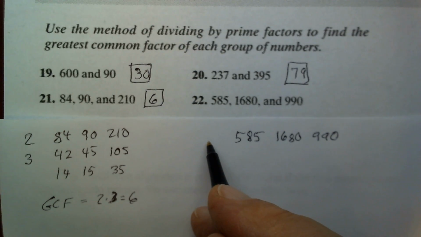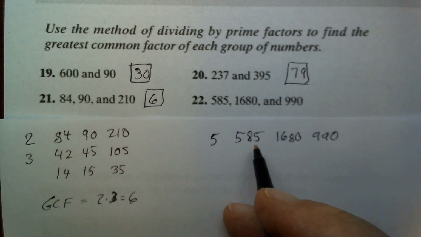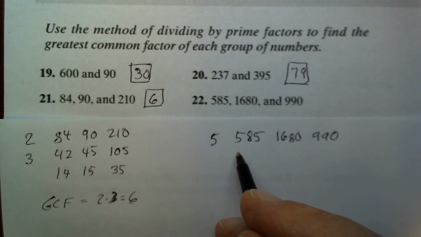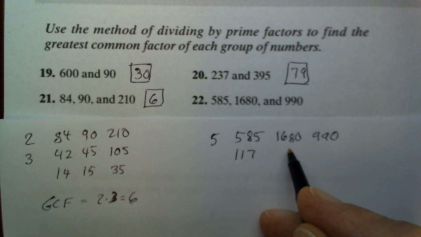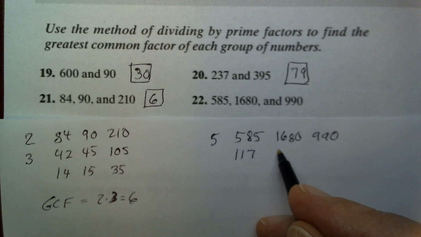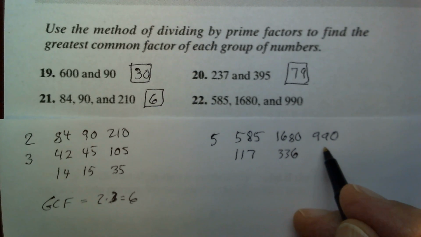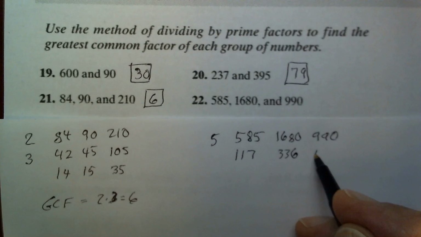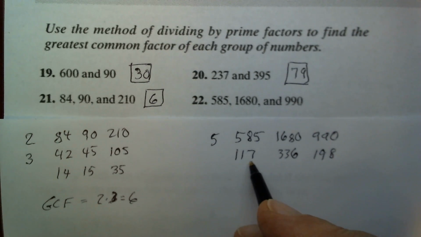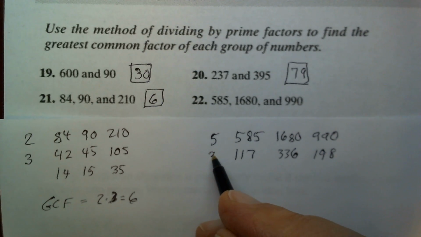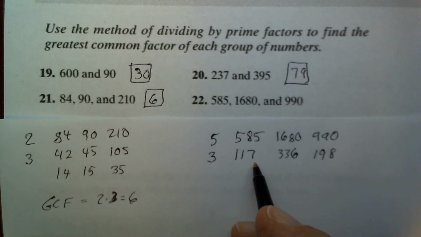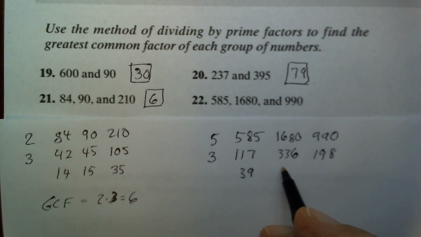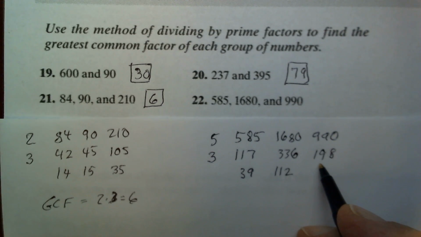Okay, so the greatest common prime factor would be 5. And when we divide 585 by 5, we get 117. And 1,680 divided by 5 is 336. And 990 divided by 5 is equal to 198. And we realize that each number can be divided by 3, so 3 would be another common prime factor. So 117 divided by 3 is 39. And 336 divided by 3 is 112. And 198 divided by 3 is 66.